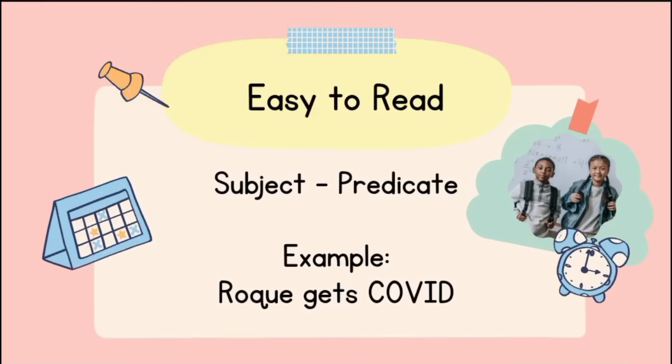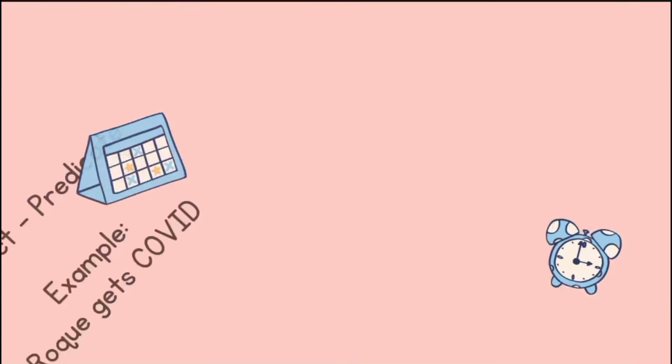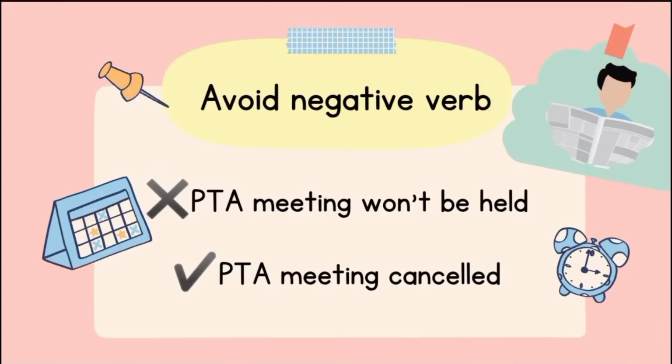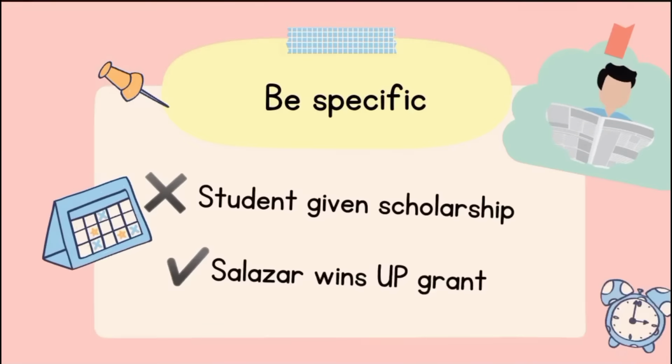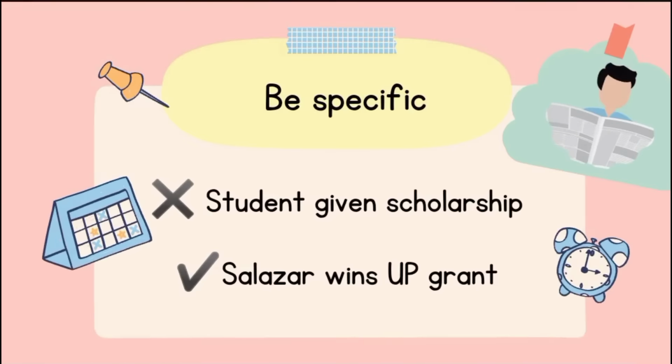Third rule is to be specific. This example is in case of campus journalism. Instead of writing student granted scholarship, write Salazar wins UP grant. You have stated the student's last name and the school that granted the scholarship. However, this is only in the case of campus journalism.